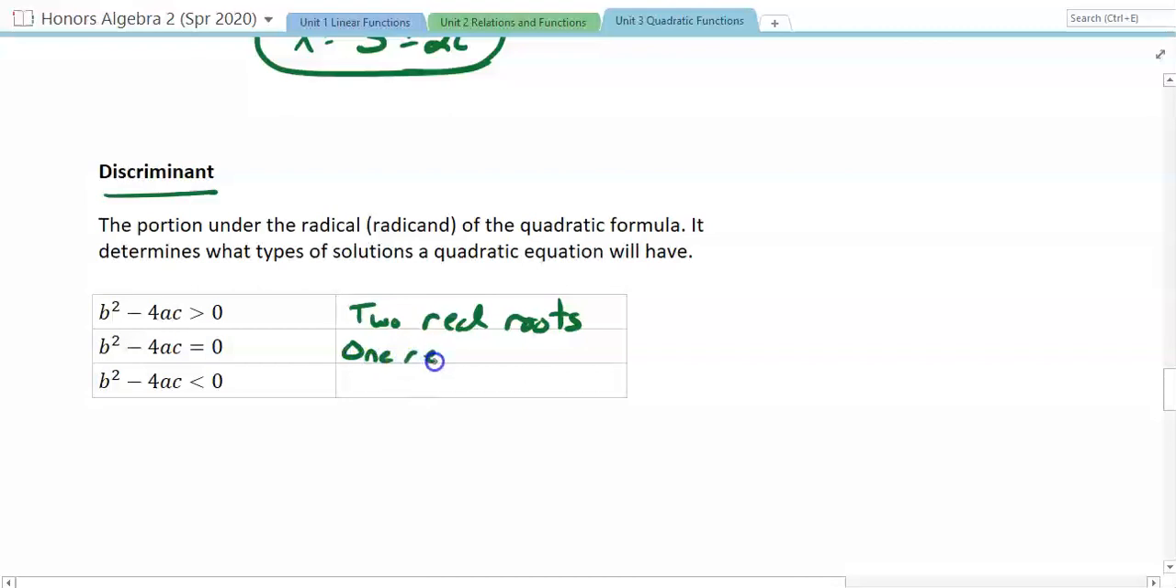If it is equal to 0, we will get one real repeated root. And I'm stressing this repeated part because when we get to later chapters, we're going to talk about the fundamental theorem of algebra, and that is going to cause us to talk about the number of roots that we have. And then when it's less than 0, we're going to get 2 complex roots, so when our discriminant is negative.